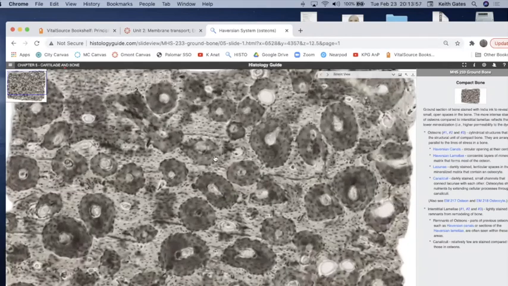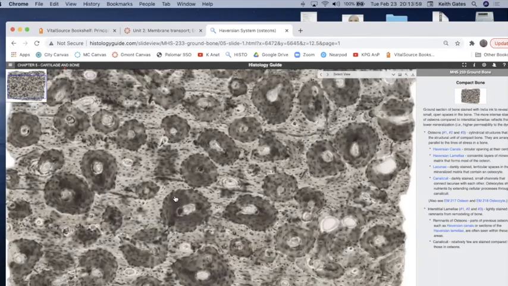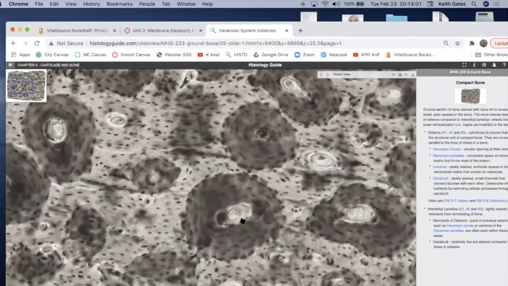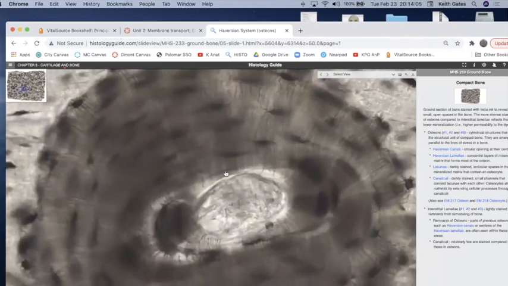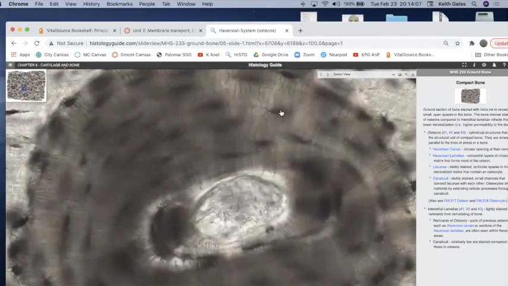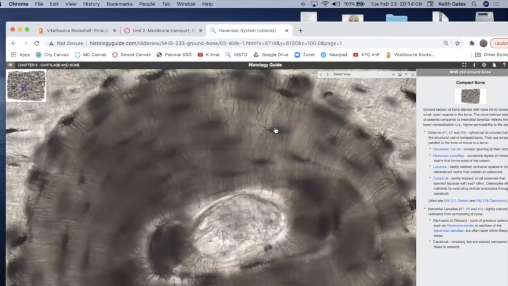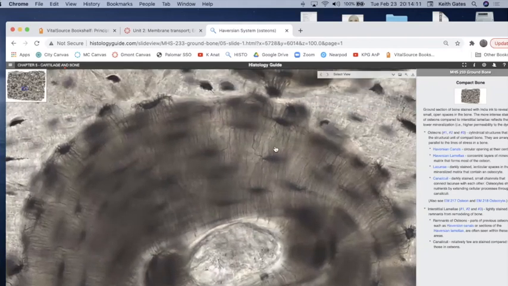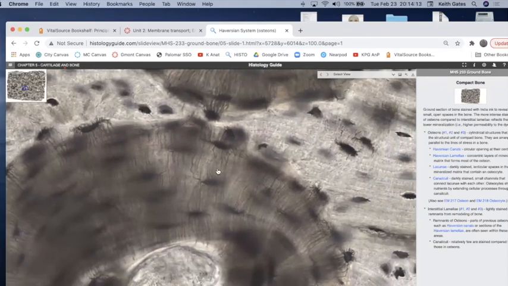Except that maybe the osteons come out even a little bit clearer right there. All these rings, central canal. Over here, these are the osteocytes in the lacuna, and then you can make out all the little canaliculi here.